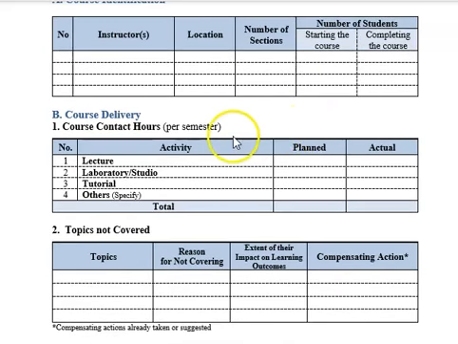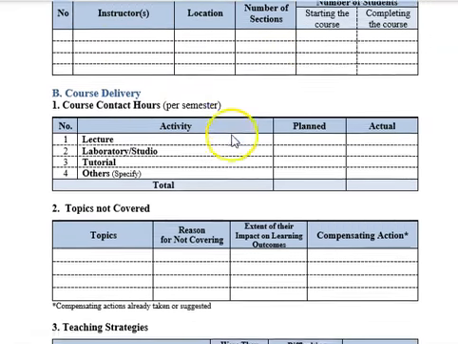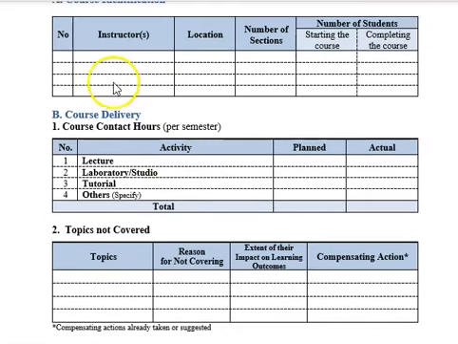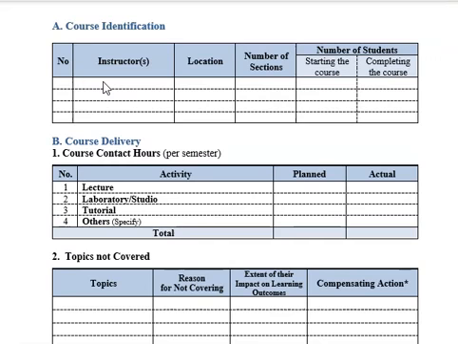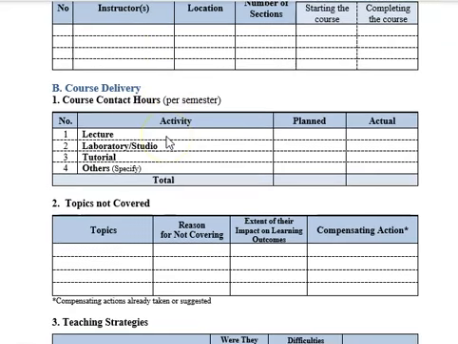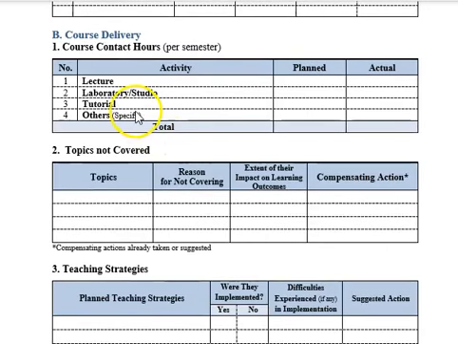If you have several sections in different locations, they should be written here. One course report should be written for every section. The coordinator will write a comprehensive course report for all sections. Course delivery. The planned contact hours should be taken from the course specification.